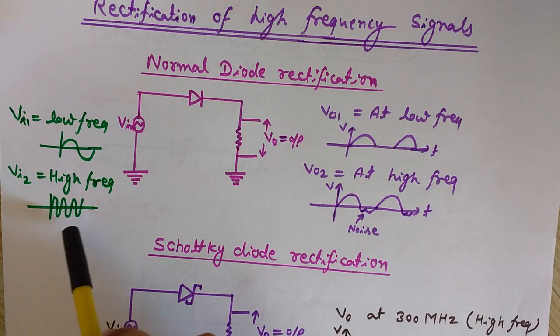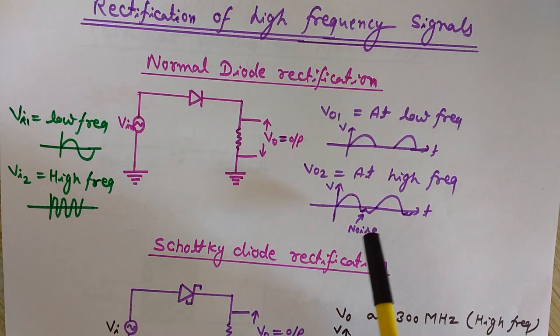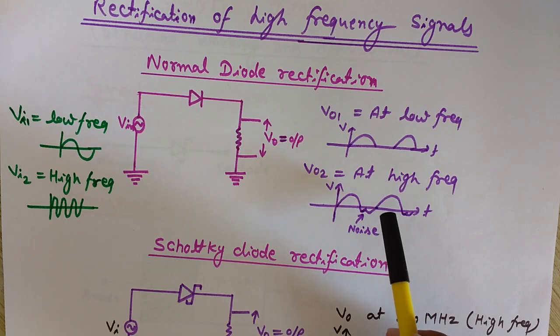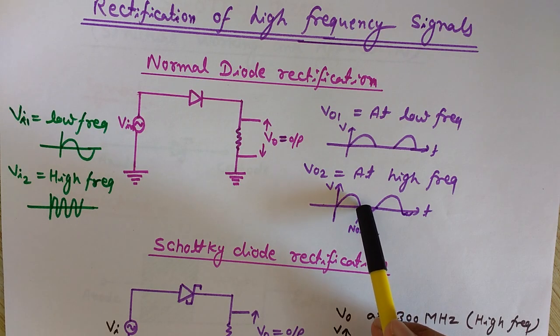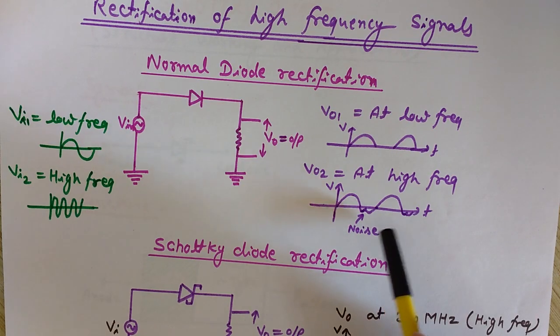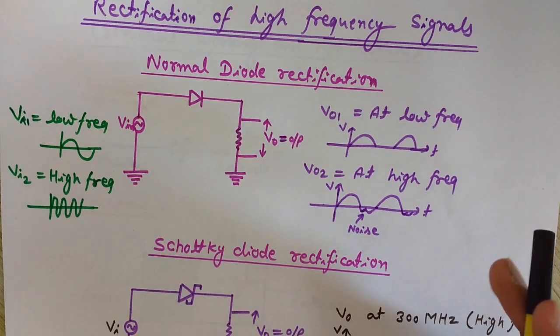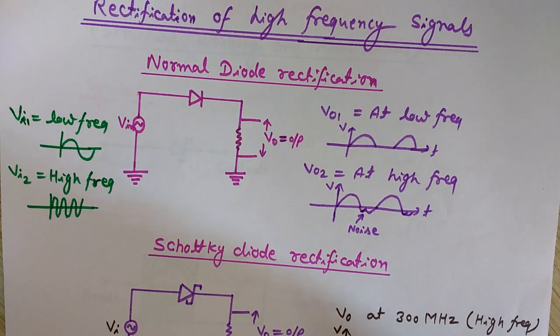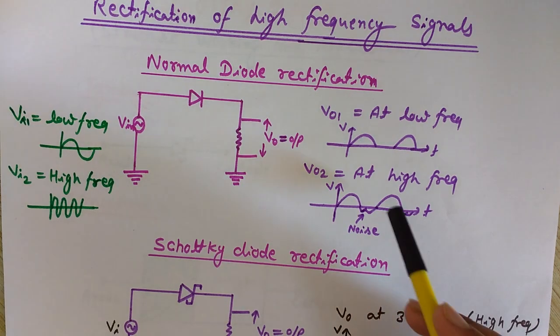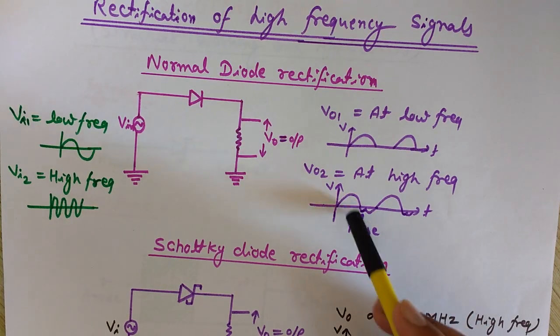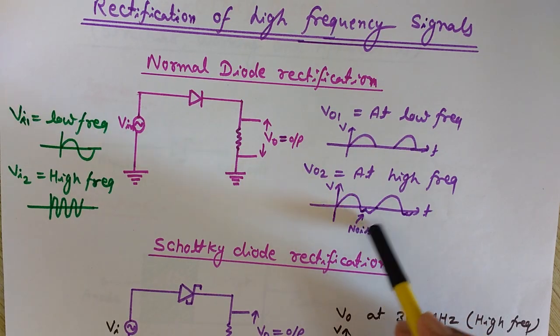But when the frequency becomes very high, then it becomes very difficult for the normal diode to cut off, to clip off the negative part. Why it happens, I will show you how it takes place, what the reverse recovery time is, how the charge storage takes place at the junction, and what is the reason behind this noise that appears in case of high frequency normal diode rectification.